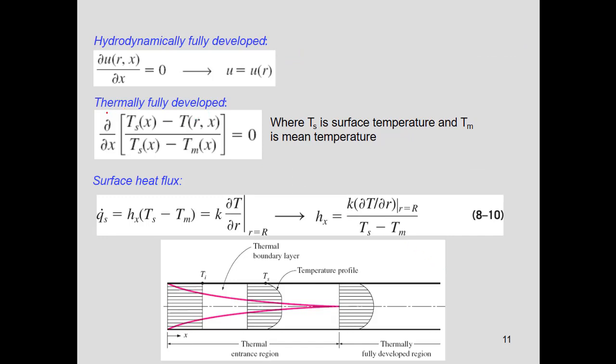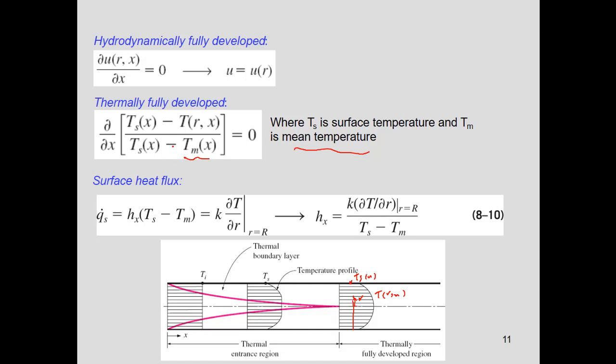What about thermally fully developed? Thermally fully developed also says that the temperature profile is not changing. In other words, (Ts(x) minus T(r,x)), the temperature of the surface minus T(r,x), divided by (Ts(x) minus Tm(x)), where Tm is the mean temperature, is our reference. So this difference divided by this reference is not changing.